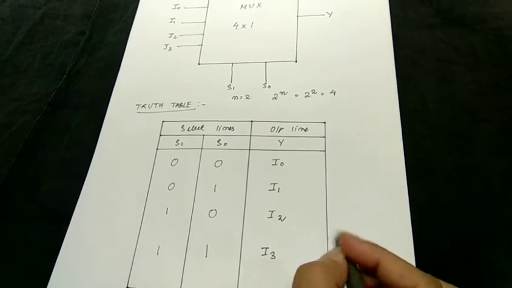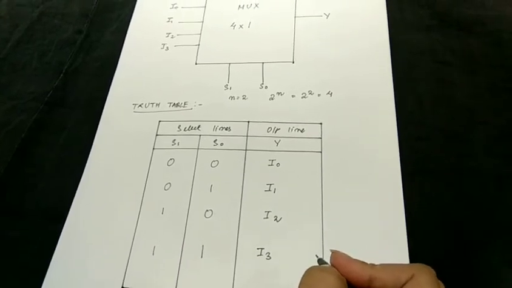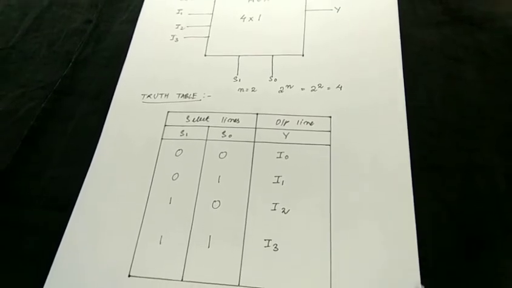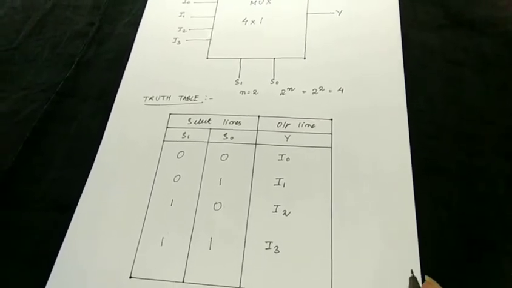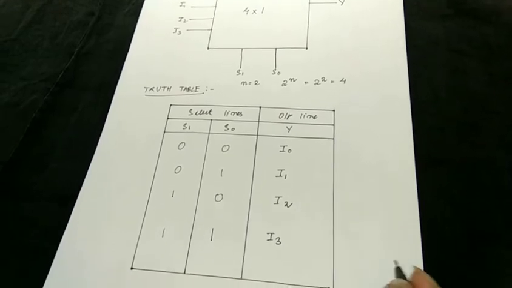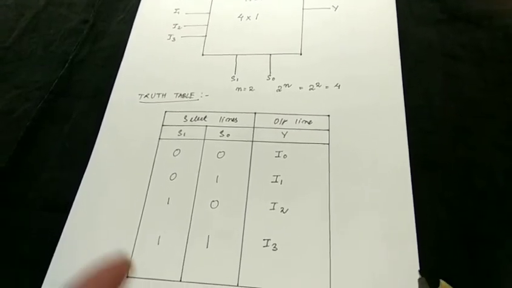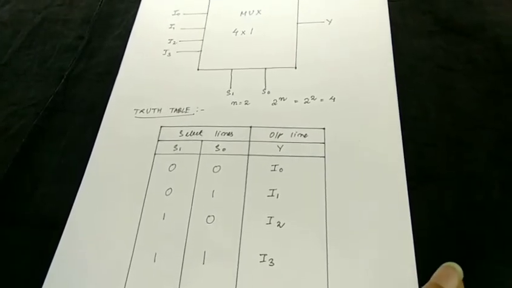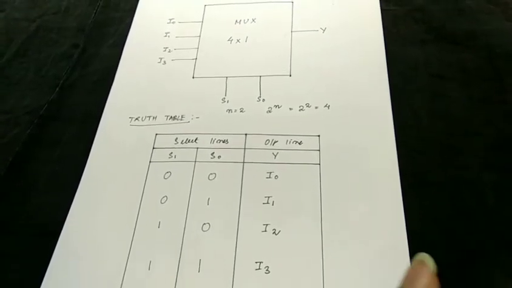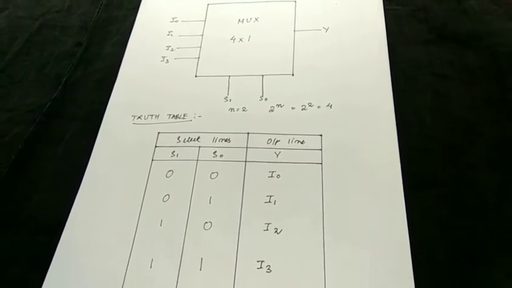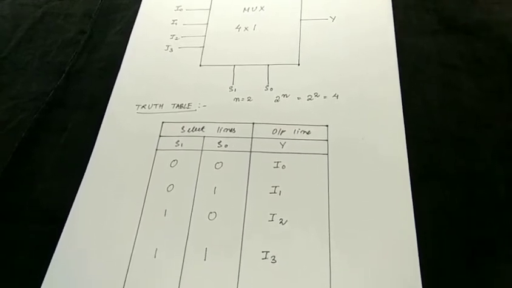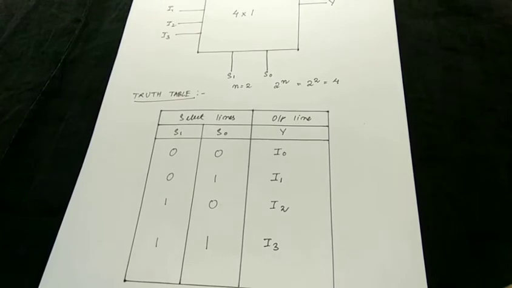Now from this truth table, we can write the characteristic equation or output equation of the multiplexer. We are going to write the characteristic equation in SOP form. And in digital electronics, SOP stands for sum of product. In this form, different product terms of input are summed together. The important thing to remember about SOP form is that logical 0 is taken as complement, whereas logical 1 is taken as non-complement.